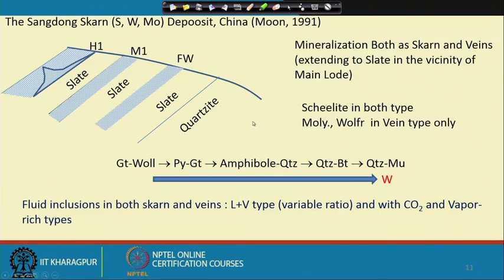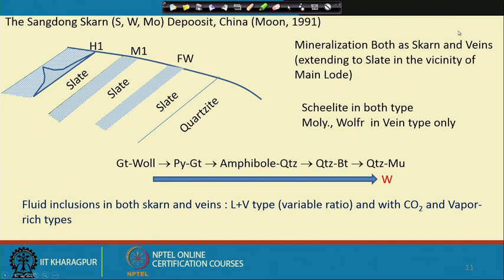One last example is from the Sangdong Skarn deposit in China, where the mineralization occurs in the form of ore bodies, shown as the hanging wall, the main ore body and the foot wall. There, in the carbonate rocks, is essentially skarn type mineralization, which is later overprinted by veins containing molybdenite and wolframite.